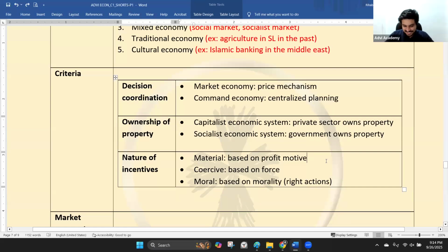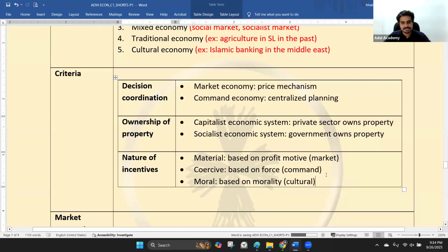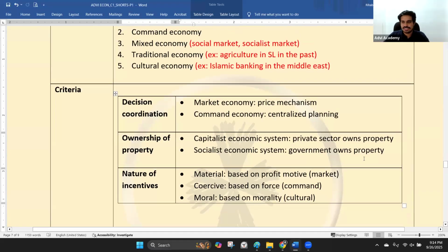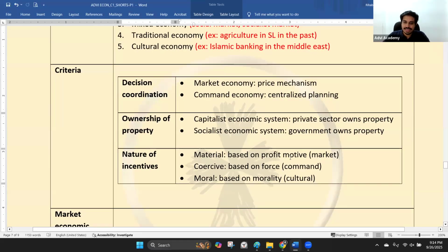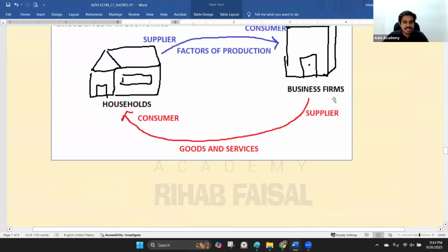Think about it. So profit motive, what are the economies that function on the profit motive? Basically the market economy. Force, the command economy. Morality, I guess the cultural one kind of works on the morality part, right? And maybe traditional to a certain extent. But mainly these two are done on command and markets. That's how these two come.